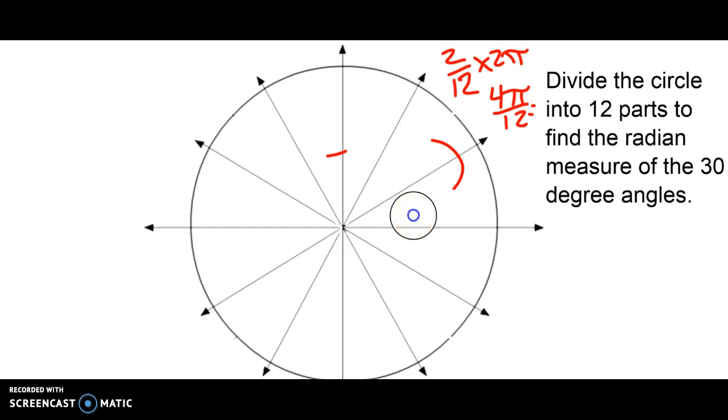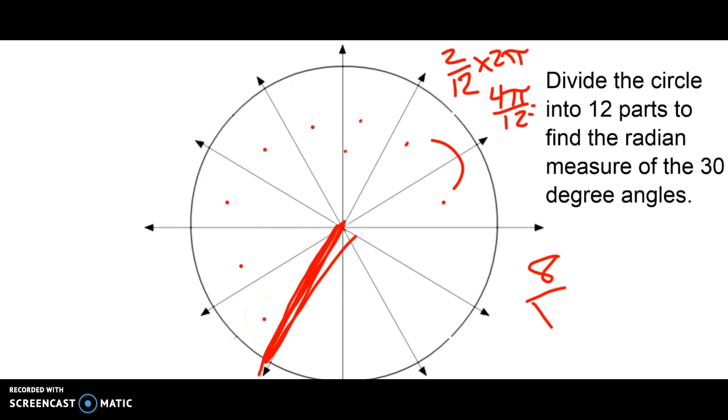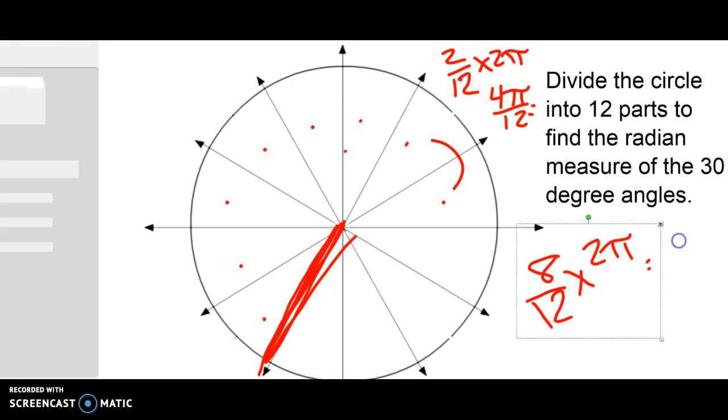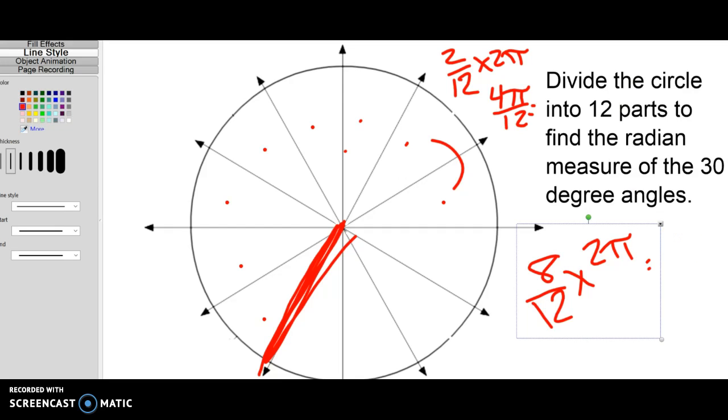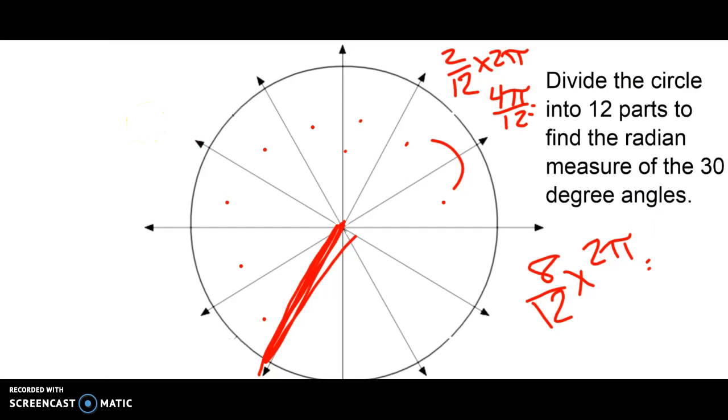So let's say you've got this little crazy one down here. What is that going to be in terms of radians? Well, how many segments of pi are you going? 1, 2, 3, 4, 5, 6, 7, 8. So you're doing 8 over 12, because there were 12 of them total, times 2 pi. That gives us 16 pi over 12.